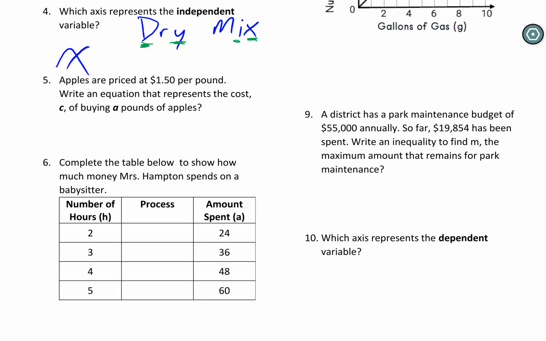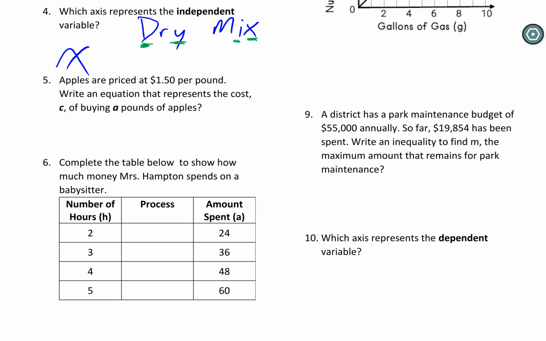All right, so apples are priced at $1.50 per pound, and I need to write an equation that represents the cost C of buying A pounds of apples. A couple ways to approach it. One, I could think, oh, well, if it's $1.50 per pound, then that means it's going to be multiplicative. If I'm not sure that I recognize that, I could make a table of values. See, if I buy 1, it's $1.50. I buy 2, it's $3. 3 at $4.50, 4 at $6, and then determine if it's additive or multiplicative.